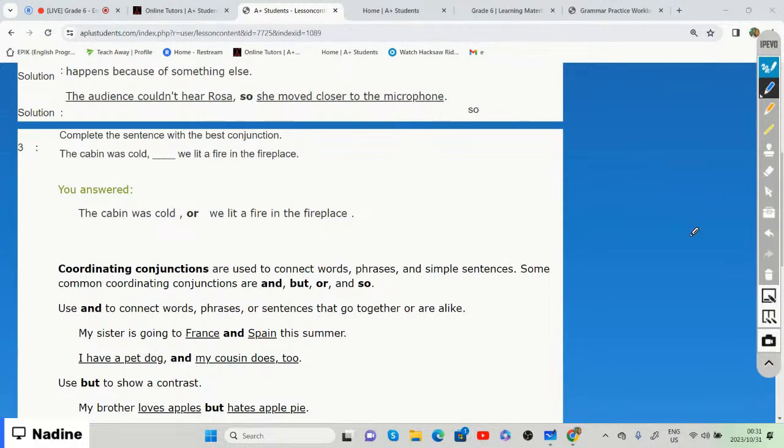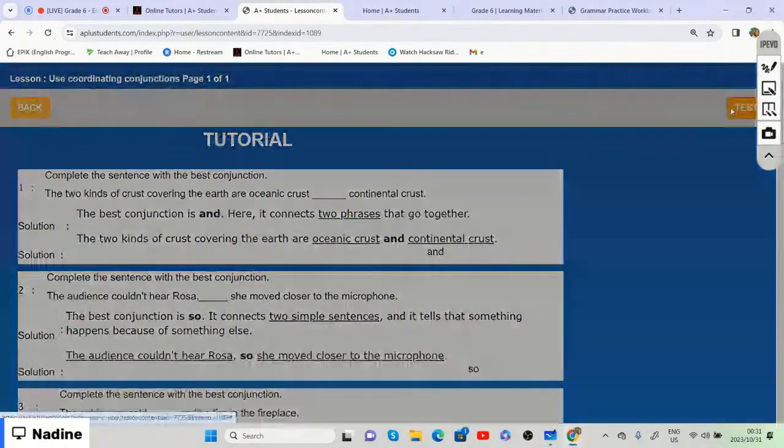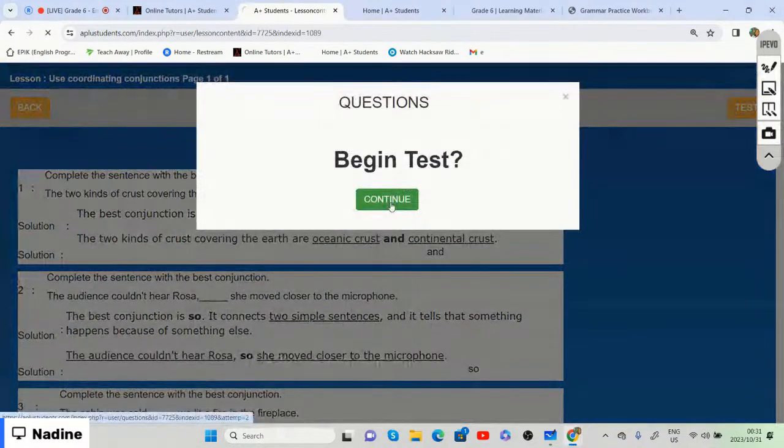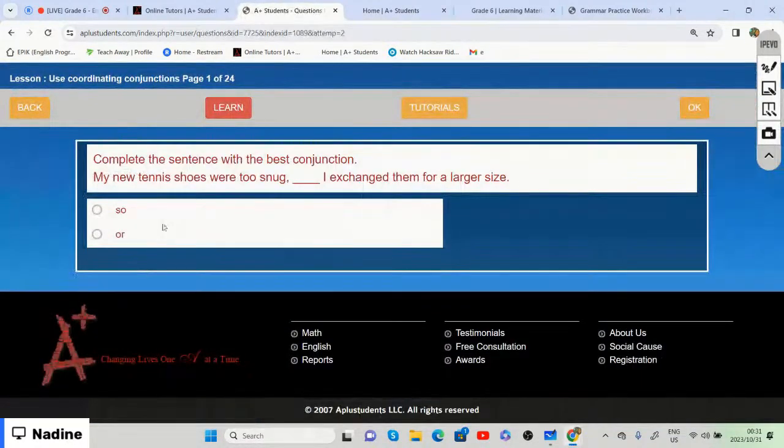Let us go to our test. So now we're on our test where we use coordinating conjunctions, right? And we now need to complete the sentence with the base conjunction, the words that connect words, phrases, or simple sentences.